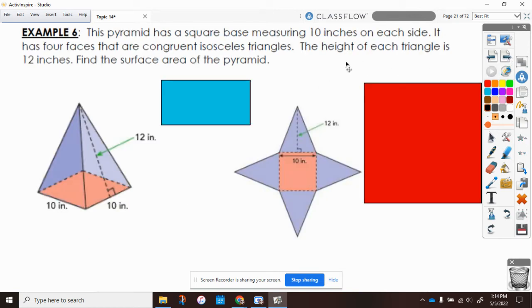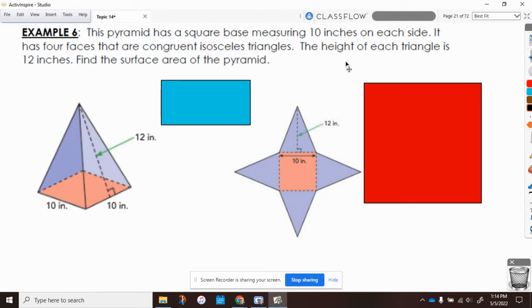Our next example is a pyramid. The pyramid has, in this case, a square base. It measures 10 inches on each side. It's got 4 faces, and they are all congruent triangles with a height of 12, so that's good. The height of each triangle is 12. So if we're looking for the area of this whole entire thing, the area of this net is equal to the surface area of this pyramid.